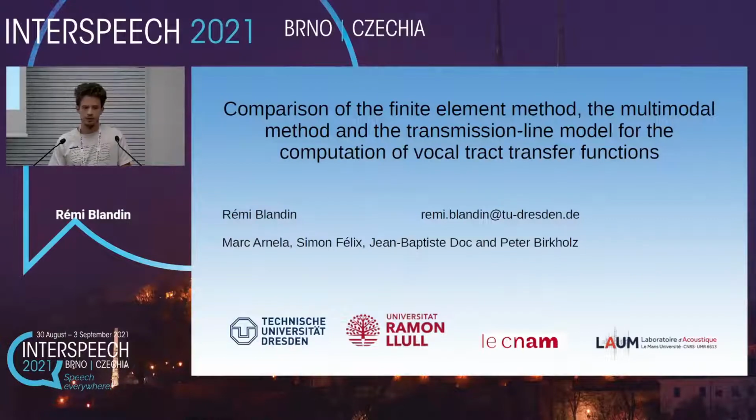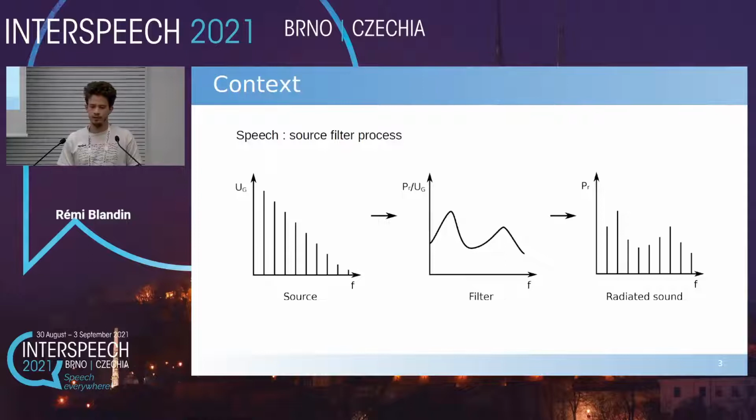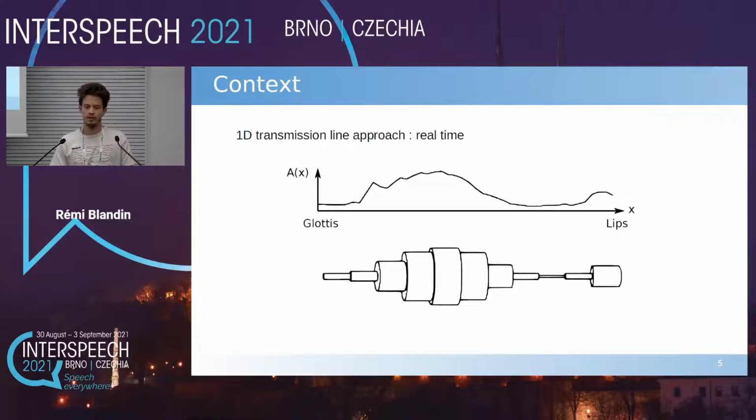Okay. So yeah, in this talk I will present an improvement of the efficiency of acoustic simulation of the vocal tract shape. So a little bit of context. As you know, the speech process can be seen as a source filter process in which the vocal tract plays the role of the filter by enhancing some part of the source spectrum with its resonances. And we can predict this filter part with acoustic simulations and compute the transfer function which constitutes the filter.